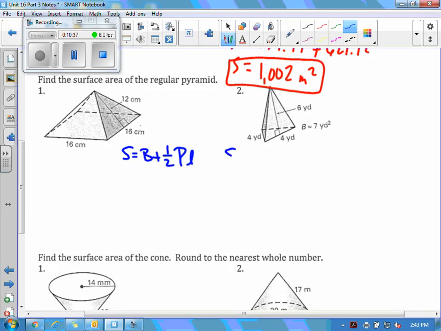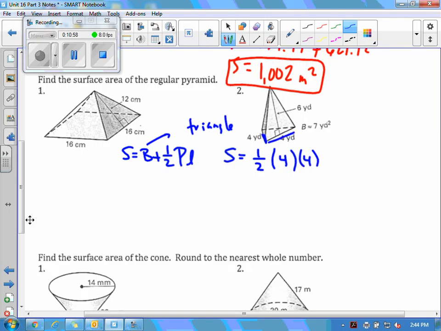So surface area equals, I need to do the area of the base. My base for number two is a triangle. To do the area of a triangle, I do 1/2 base, which is 4, the base of the triangle is 4, times the height of the triangle, which is also 4.